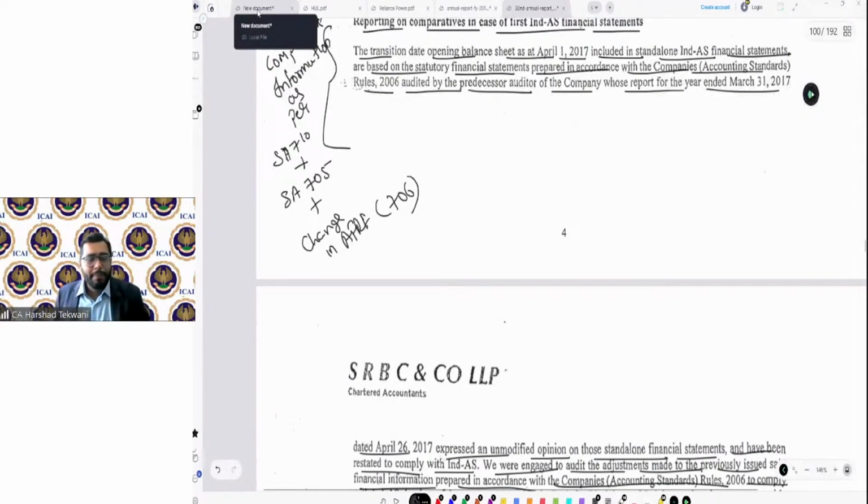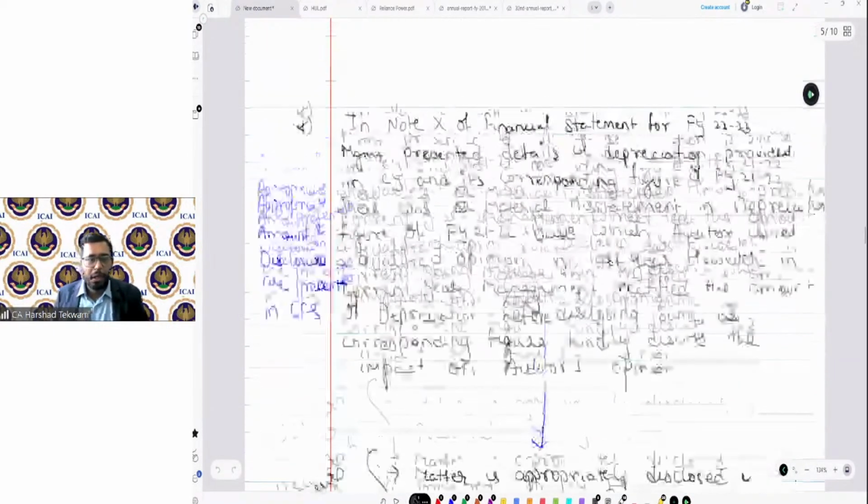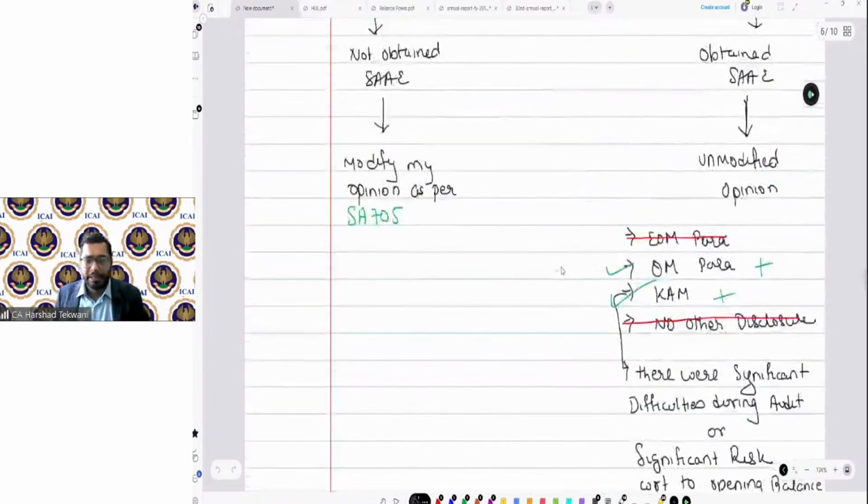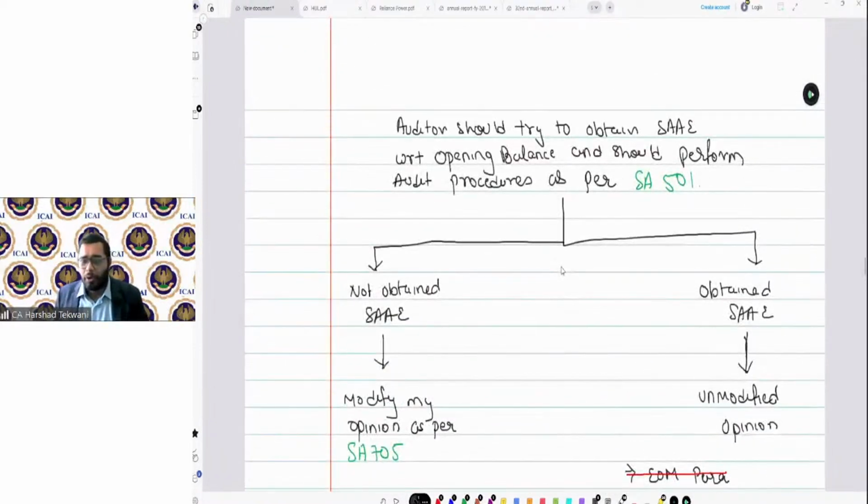See, I am not including the matter that the opening balances are unaudited in CAM. What I'm including in CAM is that I encountered significant difficulties while gathering sufficient and appropriate audit evidence while auditing the opening balances. So I'm talking about the difficulties that I faced while gathering the audit evidence. I'm not stating in the CAM that these balances are unaudited. That is in the other matter paragraph.